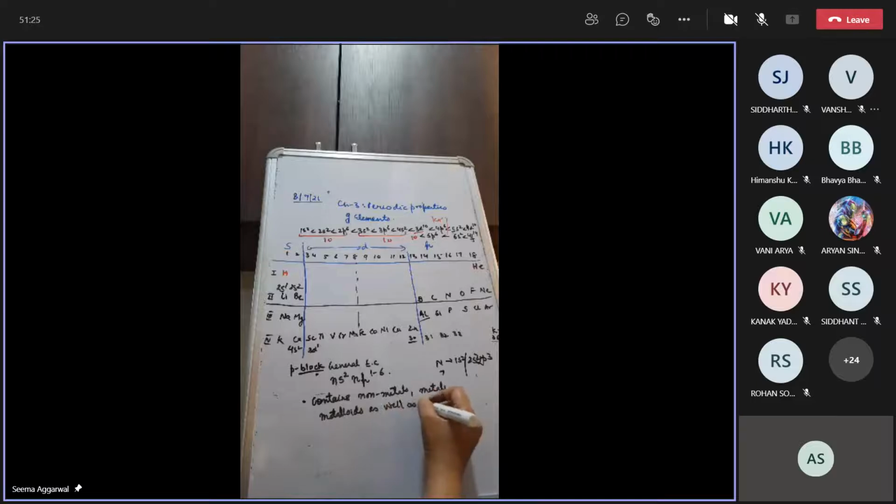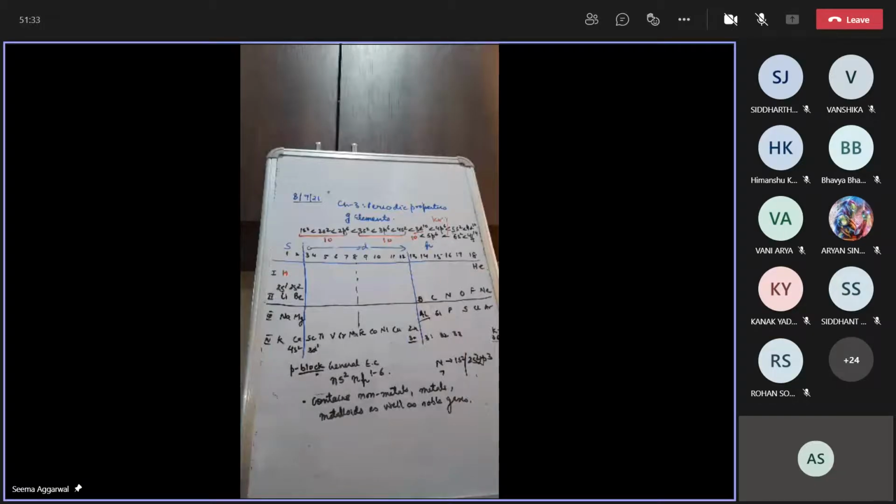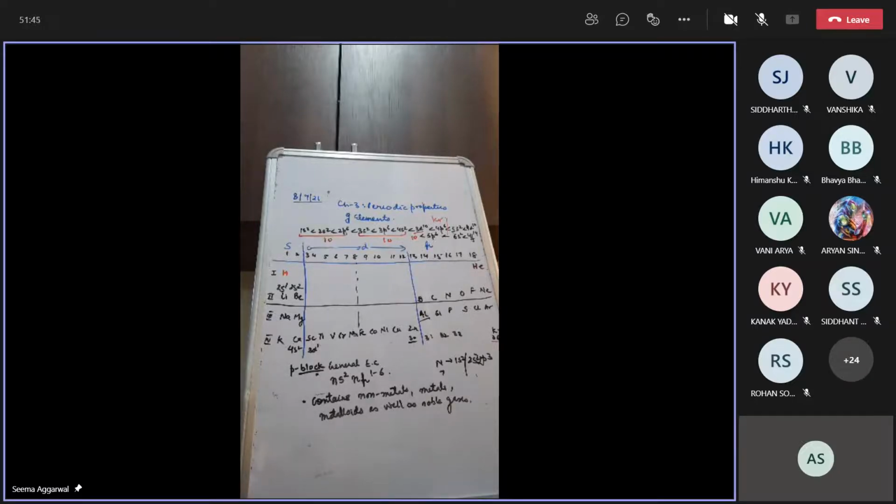अभी मेटालॉइड्स भी करा देती हूँ, एक एक करके करेंगे पॉइंट. So they contain non-metals. Metals में एग्जांपल देखिए, एल्यूमिनियम इसमें प्रेजेंट है, ठीक है, so they contain non-metals, metals, metalloids as well as noble gases. Okay. These are the general characteristics.